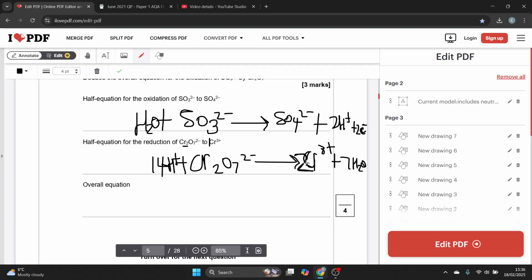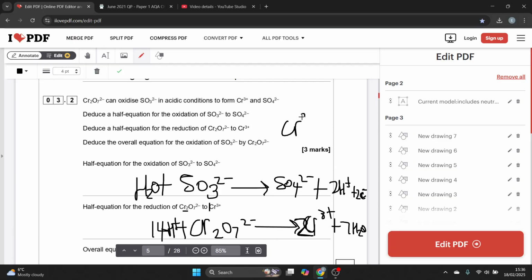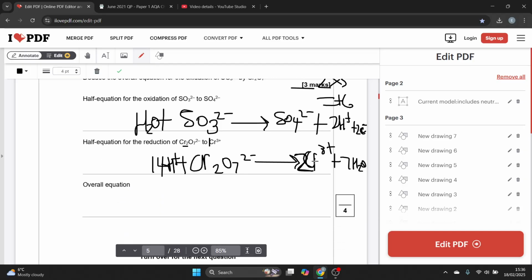Well, this 2 Cr3 plus, I've got a Cr3 plus, but because I've got 2 of them, the overall charge is just going to be 2 times 3, which is 6 plus. So I've got plus 6 on the right hand side, plus 12 on the left hand side, so I need to add 6 negatively charged electrons on the left hand side.